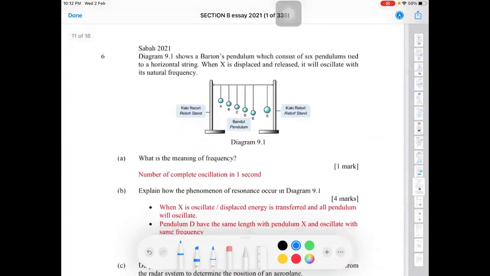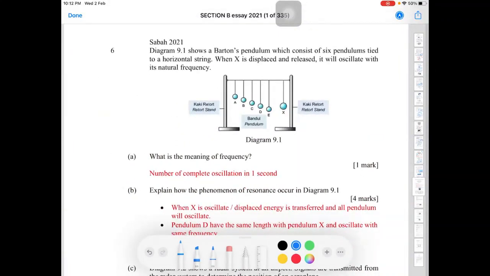Alright. So bila you tengok this gambar, this is actually your Barton pendulum. So what is the meaning of frequency? Okay, you kena ingat frequency, number of complete oscillation in 1 second. Jadi kalaulah you ada frequency equals to 50 Hz, apa maksud tu? Maksudnya selalunya yang ni apa?